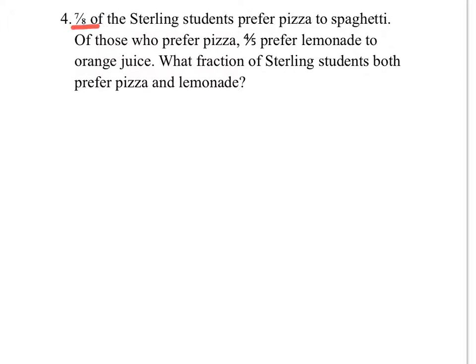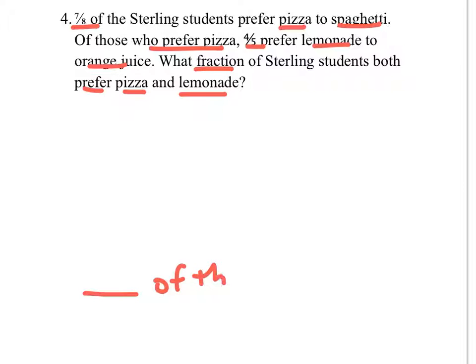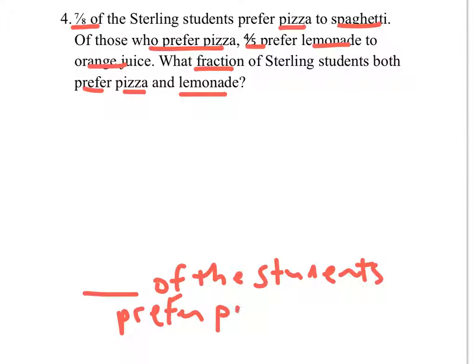7/8 of the students prefer pizza to spaghetti. Of those who prefer pizza to spaghetti, so of the 7/8, 4 out of 5 prefer lemonade to juice. What fraction prefer pizza and lemonade together? Okay, so it would be some fraction of the students prefer pizza and lemonade. They prefer that combination.